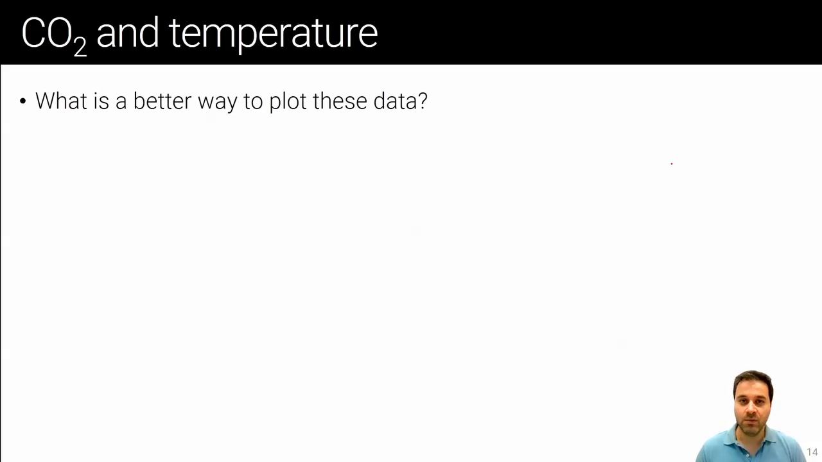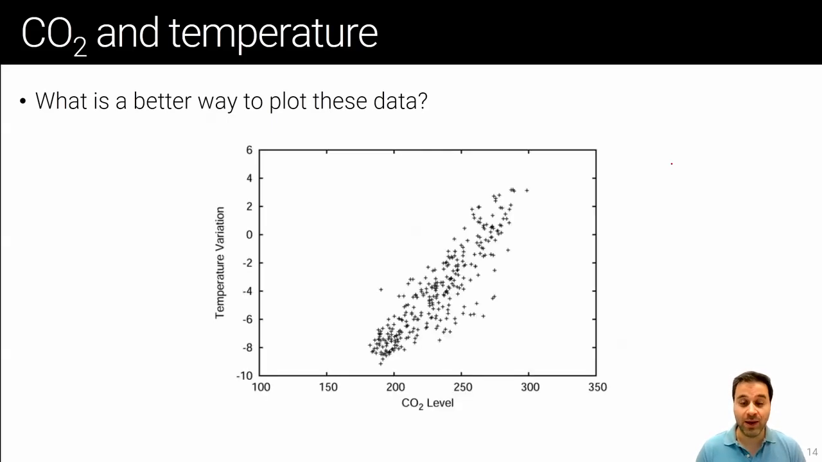Now, first of all, we know from the previous video that when we have two numerical variables, the best way to plot the data is usually a scatter plot. So let's take a look. If we show a scatter plot of CO2 and temperature, what we have is this very clear, positive, kind of linear and strong relationship. So there's this very clear correlation between the CO2 level and the temperature.